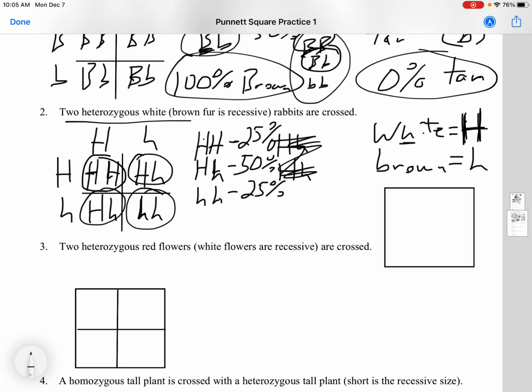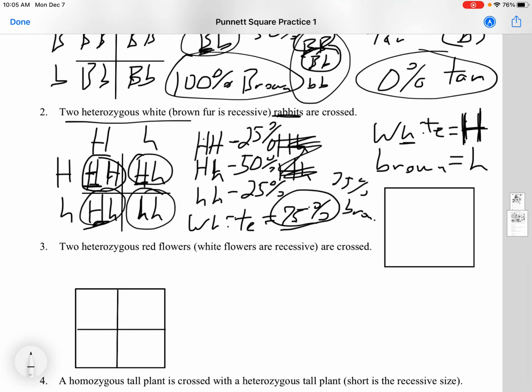All right, so what percentage will be white? I see 1, 2, and 3 of them have dominant. So white, 75% chance that this mixture of these rabbits would have white fur. Of course, the 25%, because that's all that's left, would have brown. Sorry, my writing is so bad, y'all.